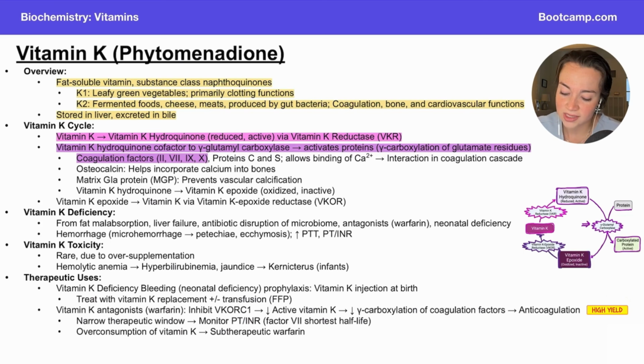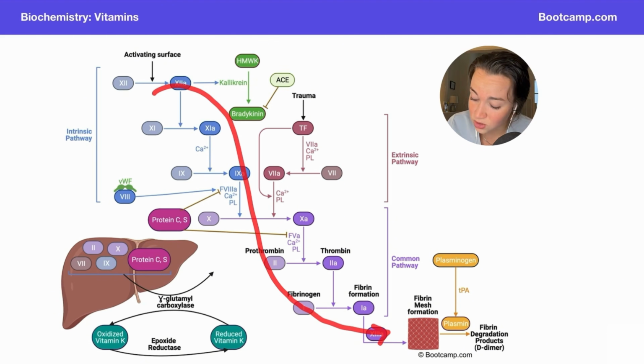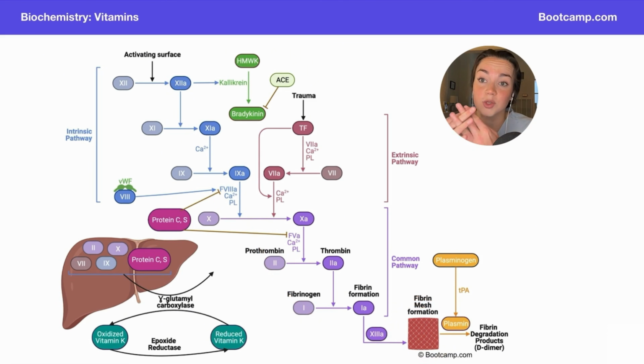Additionally, it will gamma carboxylate proteins C and S, which are part of the anticoagulant system. And the gamma carboxylation of all these things allows for the binding of calcium, and the binding of calcium allows for the interaction of these coagulation factors in the coagulation cascade. So if you haven't learned the coagulation cascade yet, I'm sorry to be the one to break this image to you. All of these are just all the steps that go into making a fibrin mesh, which forms a clot.